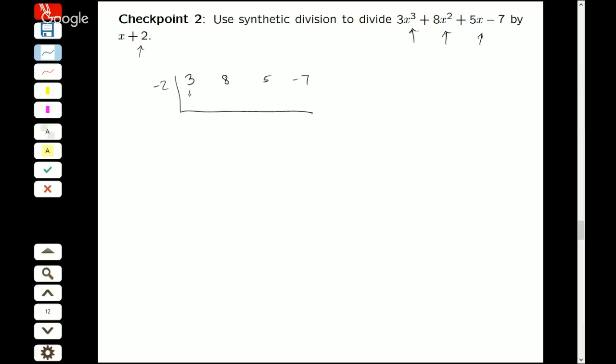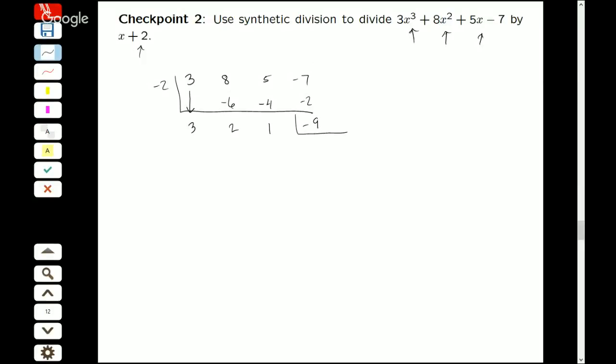Then that 3 comes straight down. And now you do negative 2 times that 3, and what do you get? Negative 6. Add that to the 8. And then what do you do? 2 times negative 2, which is a negative 4. Add that to the 5. What do we get? 1. Then what do we do? 2 times a negative 1, so it's a negative 2. Add that straight down, negative 9.